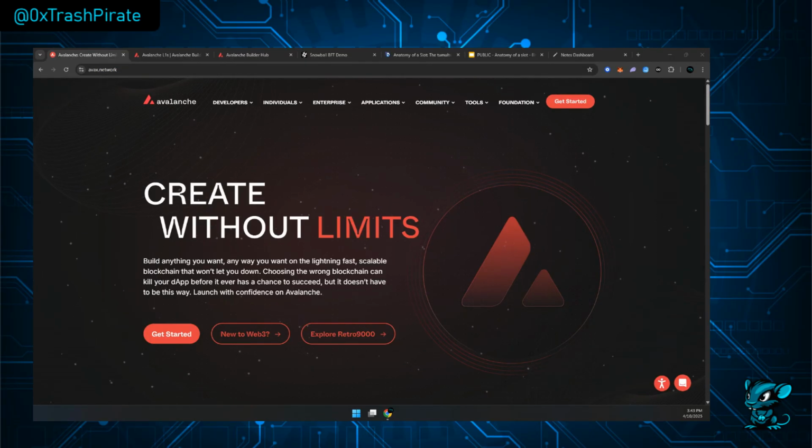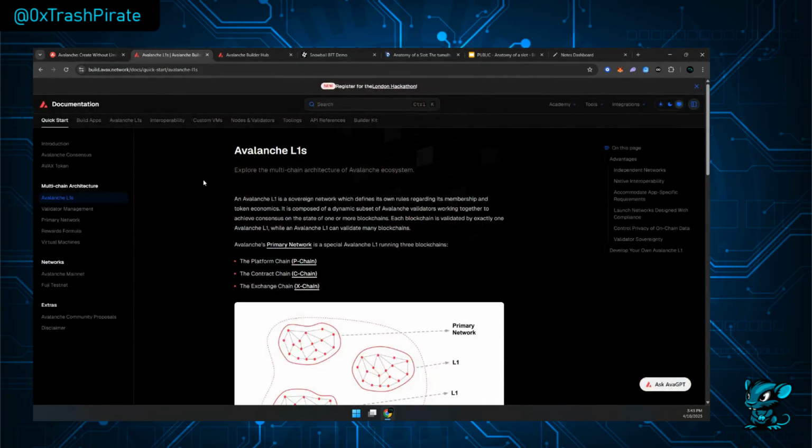Avalanche is an L1, and as I mentioned, it's EVM compatible, but has some unique features. When you go to the documentation, you can look at the architecture, and it explains really well how Avalanche is unique. Here you see that the Avalanche primary network, which most people interact with, consists of 3 blockchains. In Ethereum we also have 2 blockchains, a consensus layer and an execution layer, but in Avalanche we have 3.